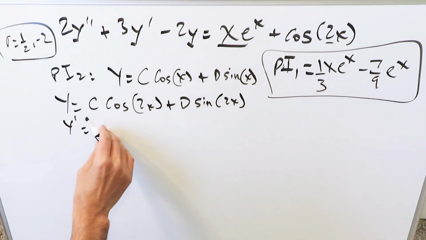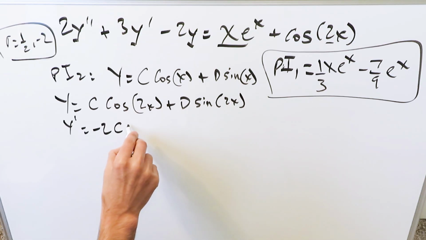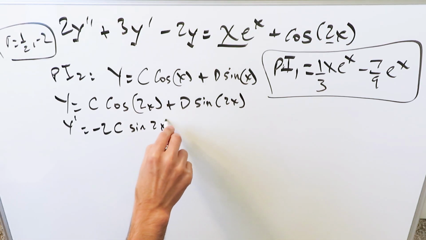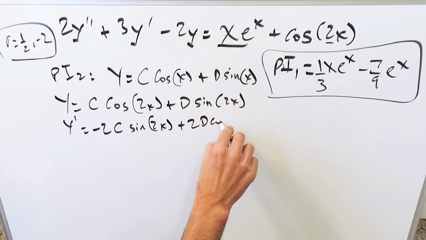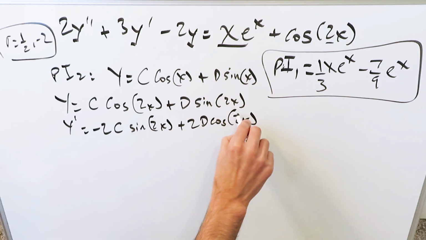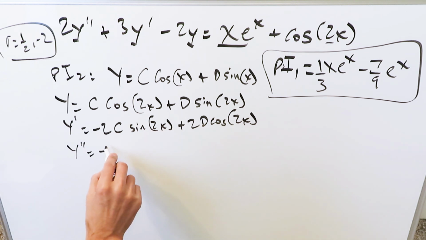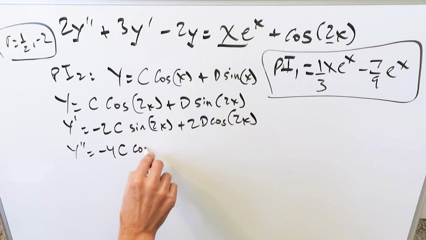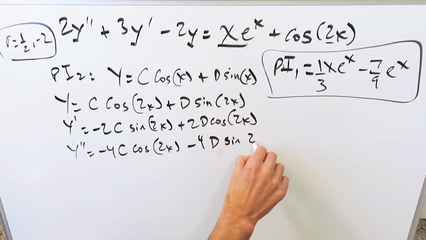Now my first order derivative will be the derivative of this. We will have coming from here minus 2c sine 2x. Then from here I'll have a 2d cosine 2x. Now we have to do the second order derivative, and the derivative of this, not too hard, it'll be minus 4c cosine 2x, and then from here we'll have a minus 4d sine 2x.